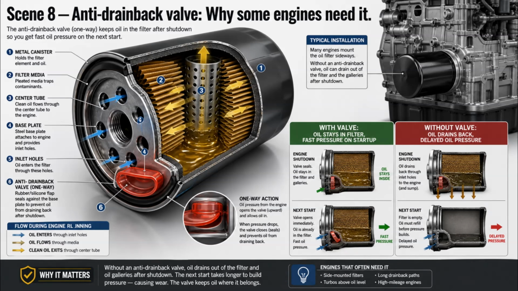The third difference is the anti-drainback valve. The anti-drainback valve is a one-way valve inside many oil filters. In plain language, it is a flap that helps keep oil from draining out of the filter after you shut the engine off. Why does that matter? Because when you start the engine again, especially after it has been sitting overnight, you want oil pressure to build quickly. If the filter on your engine is mounted sideways or upside down, oil can drain back out unless the filter has a proper anti-drainback valve.